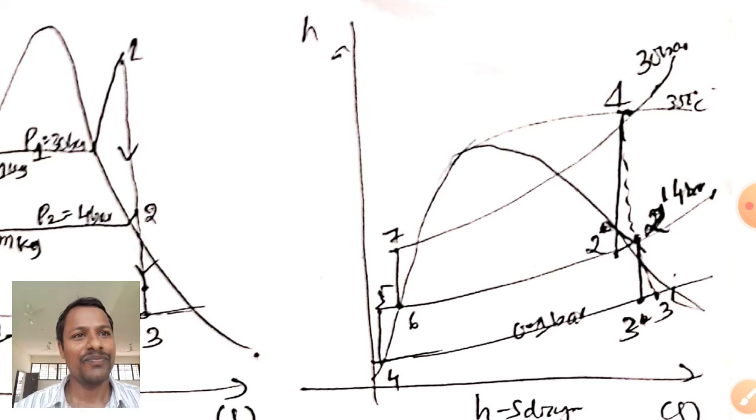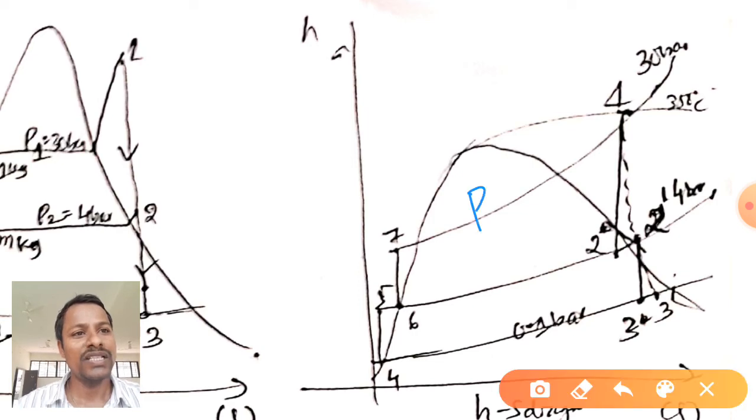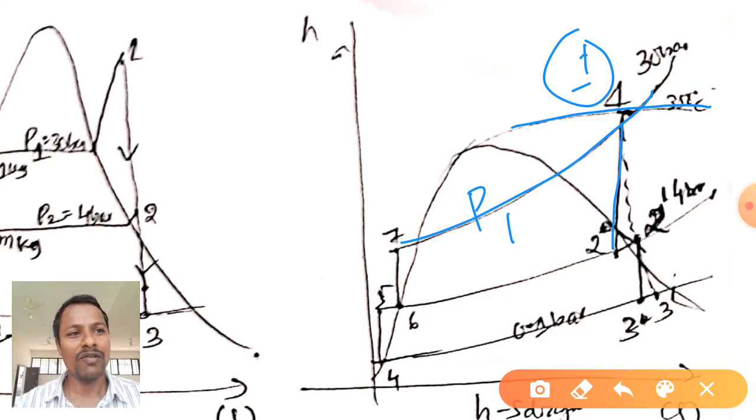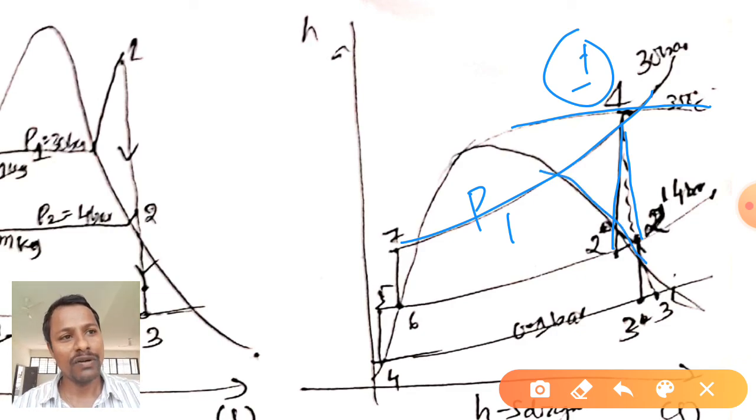So this is the P1 pressure line, that is boiler pressure, 30 bar, a constant pressure line, and we have 350 degrees Celsius temperature. So wherever both intersect, we can mark this as state point 1 on the HS diagram. So 1 to 2, I can draw for the ideal process an isentropic line. Then again it deviates to 2 dash, marking 2 dash on the saturated vapor line.